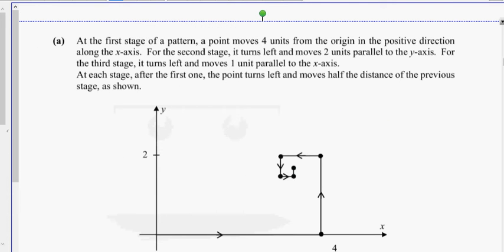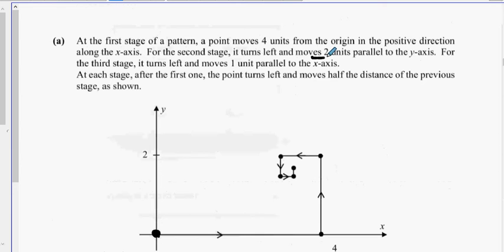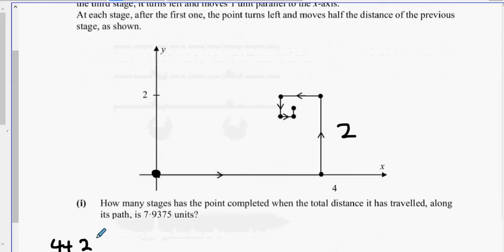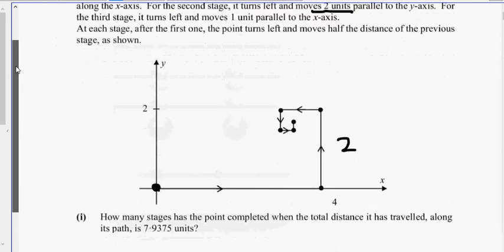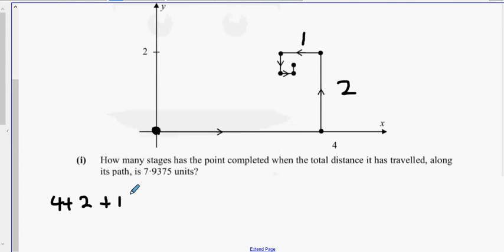Okay. 3. At the first stage of a pattern, a point moves 4 points from its original. Okay, so it starts with 4 points. So that is 4 plus, and then it moves 2 points, 2. 4 plus 2. And then what else? The first point, and then for example, it turns left and moves 1. 4 plus 2 plus 1.